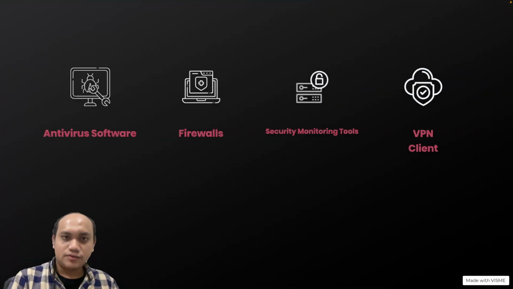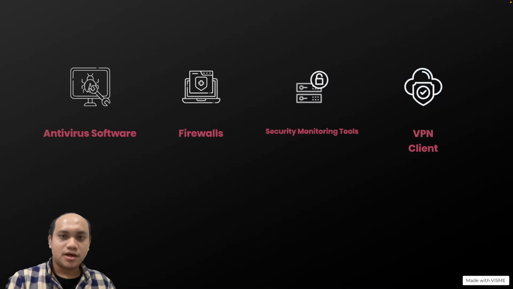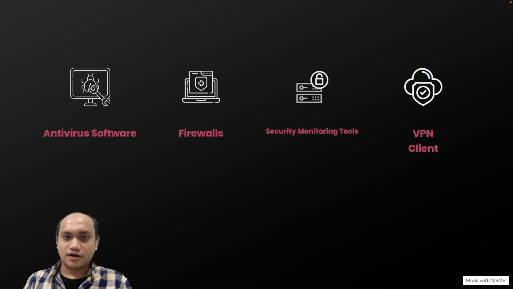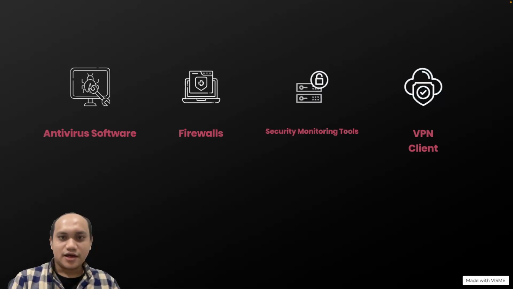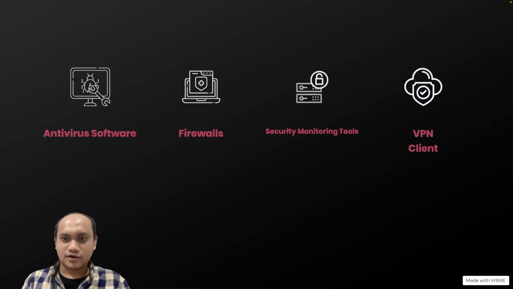Here, as you know, the first thing is antivirus software. It can be used to protect our system from malware. And the second one is firewalls, to secure from internet threats. The third is security monitoring tools. You can use a variety of modern tools now, like Wireshark, like tcpdump, and others.